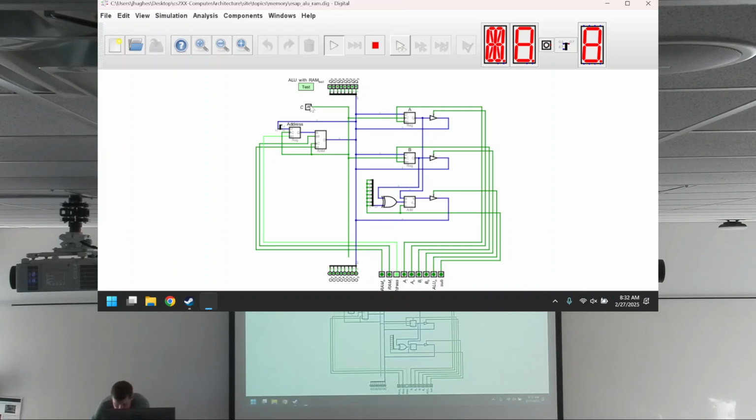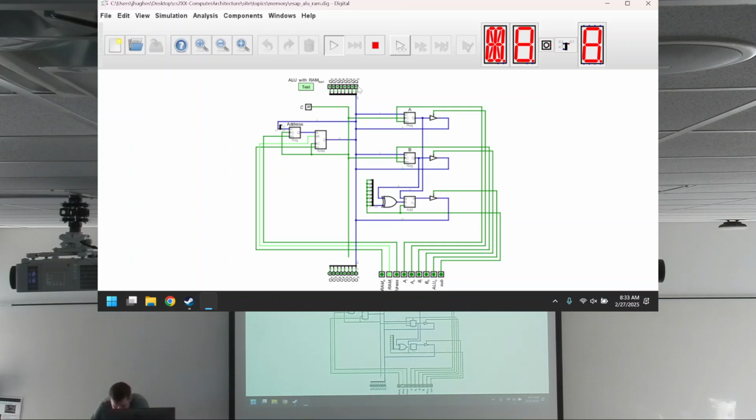Okay, cool. Now what? Let's do RAM in. What value should we put into RAM? 3. I love it. Okay, so now there's 3 there, and we're going to do RAM in, address 0, clock, perfect.